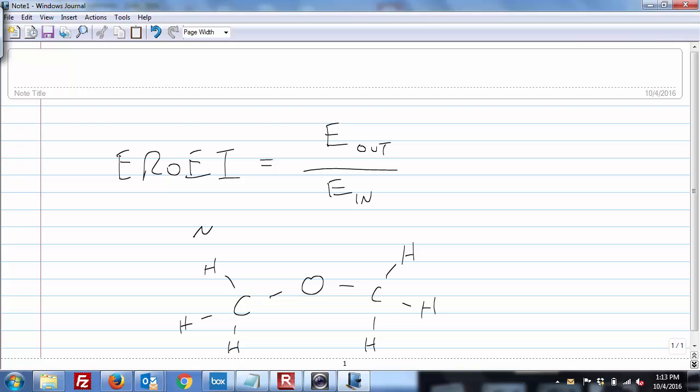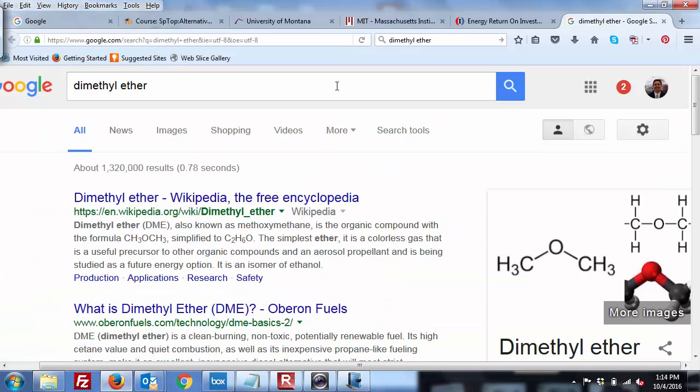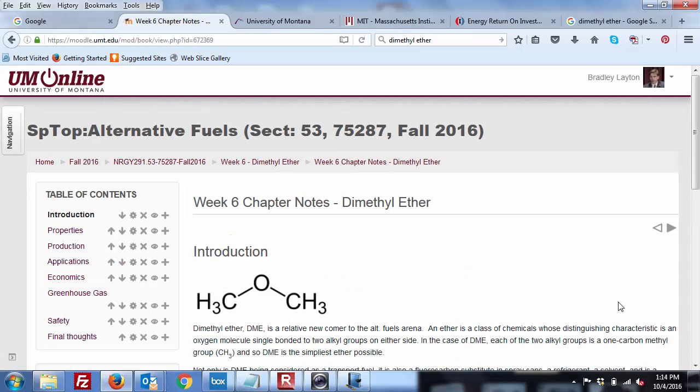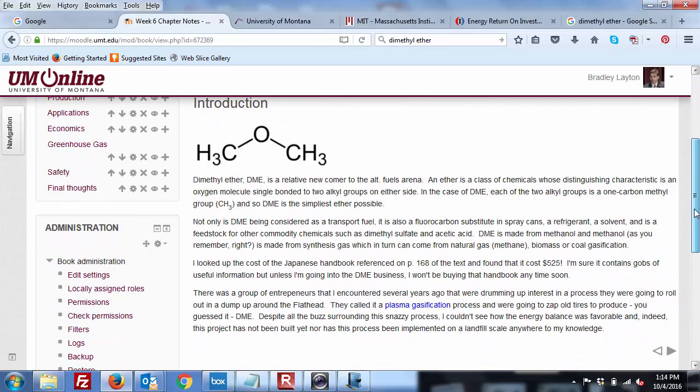So the two ends are the methyls, and the middle is the ether. So there's your dimethyl ether molecule, obviously a hydrocarbon with an extra oxygen thrown in there. Let's take a look at the chapter 6 notes. Relative newcomer to the alt fuels arena. So there's your single oxygen. There's your alkyl groups, methane being one of them. In the case of dimethyl ether, it's a one carbon methyl group. So yeah, DME is the simplest ether possible. I don't know how you get any simpler than that. It just has a single carbon on each side.